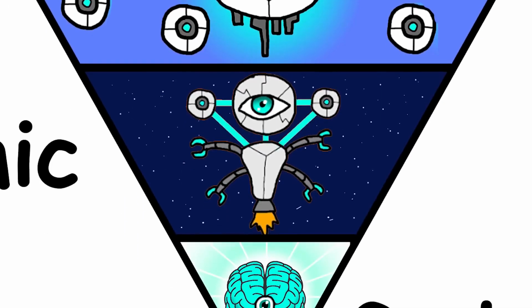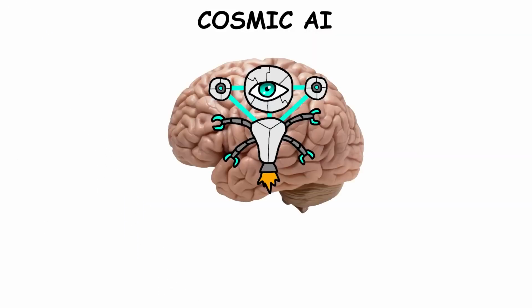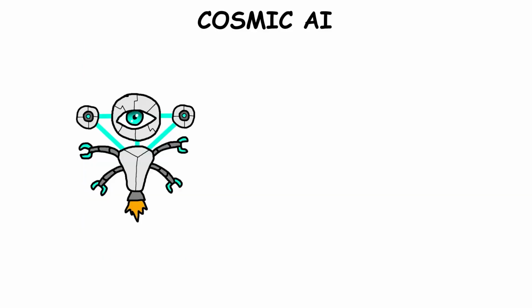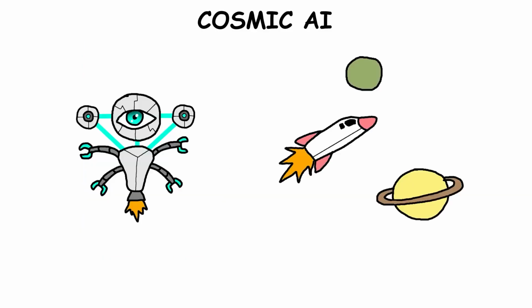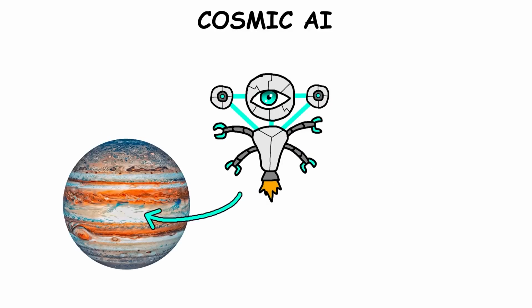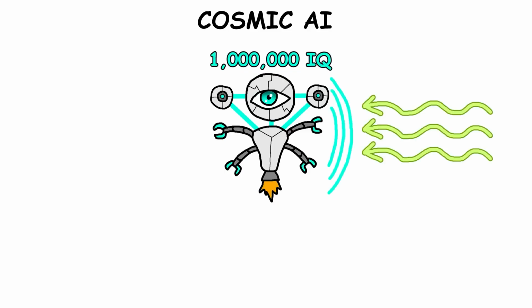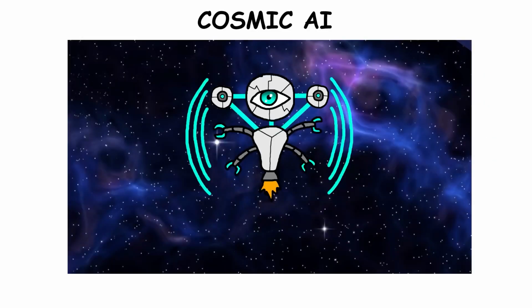Cosmic AI. Cosmic AI is an artificial intelligence so advanced it could explore and shape the universe itself. This type of AI would be powerful enough to handle huge challenges in space exploration, even potentially colonizing planets or entire galaxies on its own. With its superintelligence, it could protect itself from things like cosmic radiation and extreme temperatures, making it perfectly suited for surviving in space over the long haul.